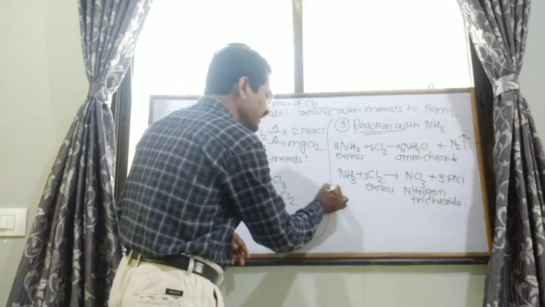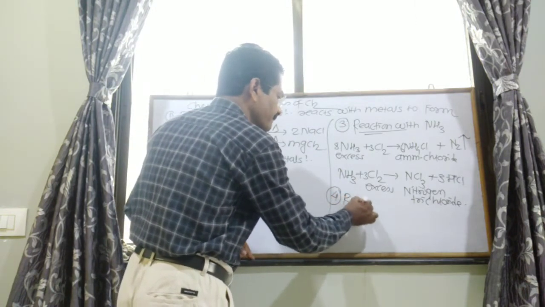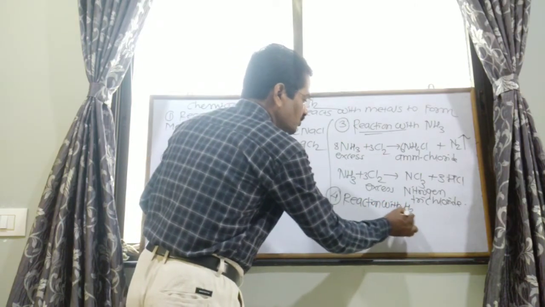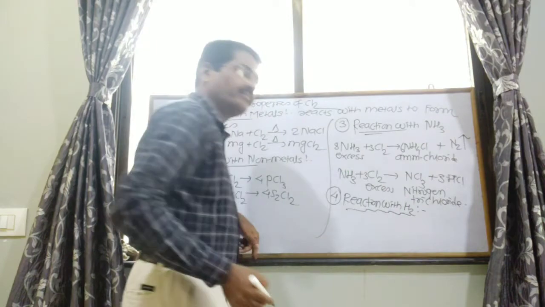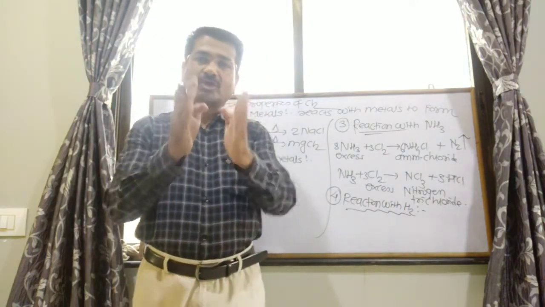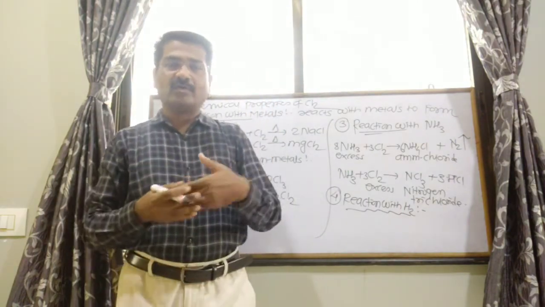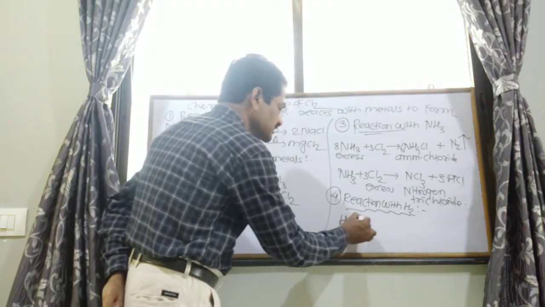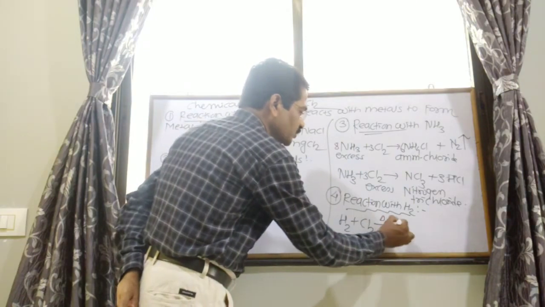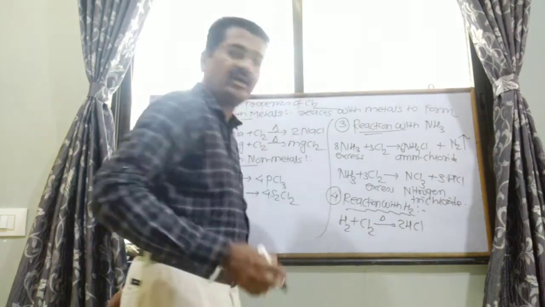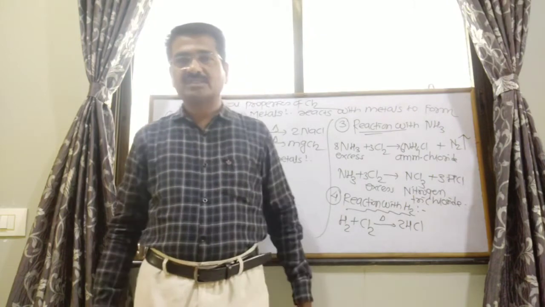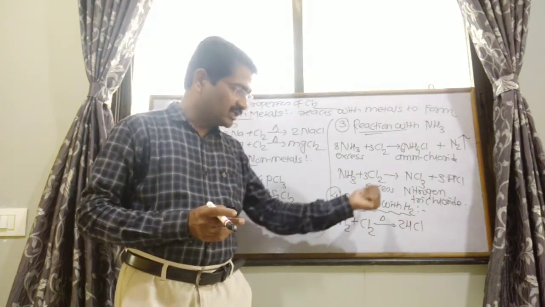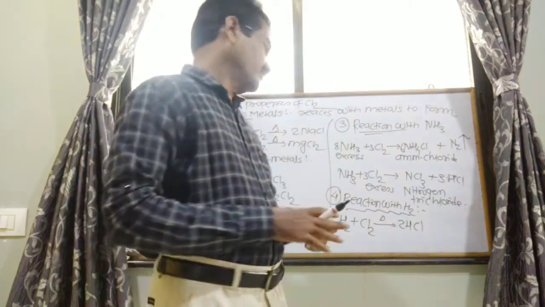Fourth reaction, reaction with hydrogen, H2 gas. Chlorine can react with hydrogen to form hydrochloric acid: H2 plus Cl2 gives 2HCl, hydrochloric acid. This is a very simple reaction. Chlorine can react with hydrogen to form hydrochloric acid.